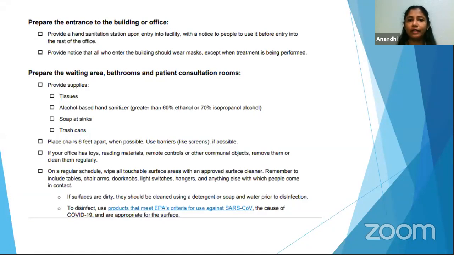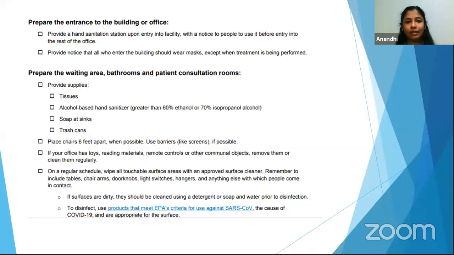So it's easy for us. When we know the patient sits over there, after the patient leaves, we just remove the plastic and wipe it with Clorox. So again, like I said, no toys, no reading materials, no remote control, nothing in the front. It's not like an entertainment room anymore.